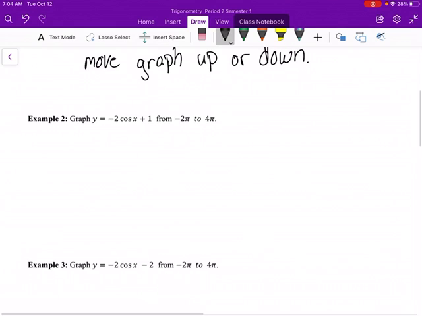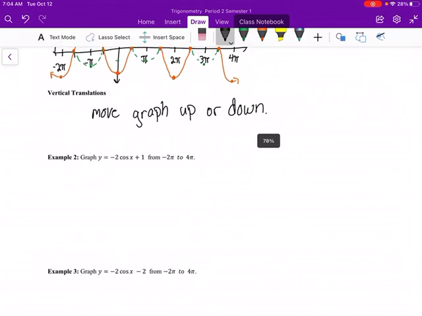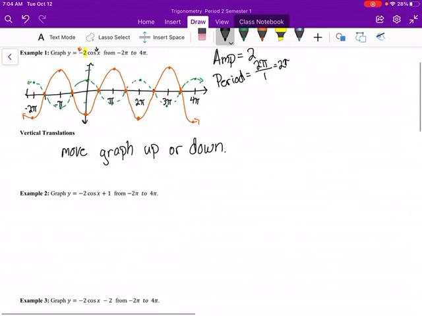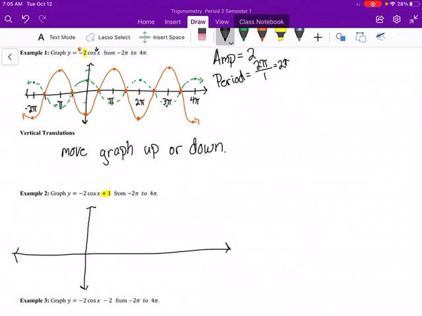So if we look at this, we're going to graph y equals -2 cosine x plus 1. You'll notice this is the same graph that we just did up on the top. So if we just recopy that down, the only thing different is we are going to be moving it up 1 because of this +1 over here. So that means we're going to move it up. So if we continue to go ahead and graph this, we're just going to copy that down.